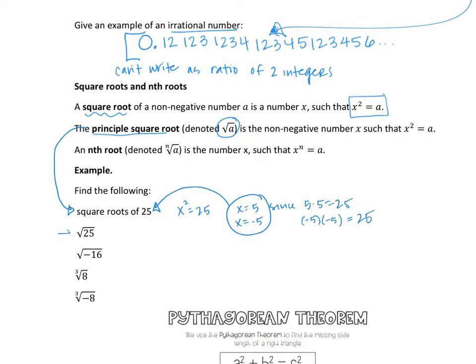Now, if you see the second notation with the actual radical symbol written, it only wants the positive of those two. So the square root of 25, we say, is 5. And it's common just to say square root and not principal square root, but that's what's implied when we see that notation.